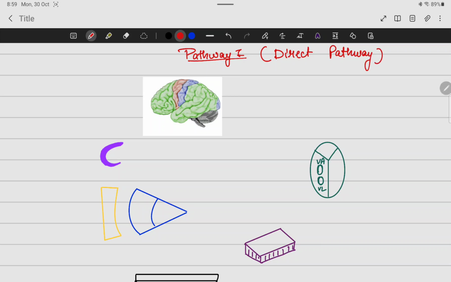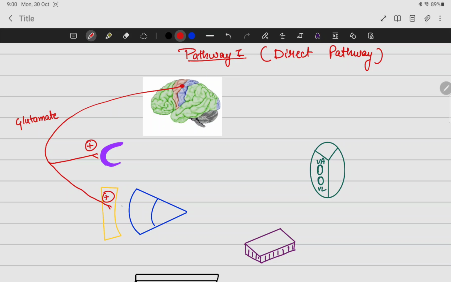So first of all, you get your neurons from these primary sensory and motor cortex, and these send information to your striatum. Your caudate nucleus and putamen together are called striatum. Now the pathway from your cortex to striatum is a glutaminergic pathway. So the neurotransmitter here is glutamate, which is an excitatory neurotransmitter. So we'll put a positive sign up here, excitatory neurotransmitter.